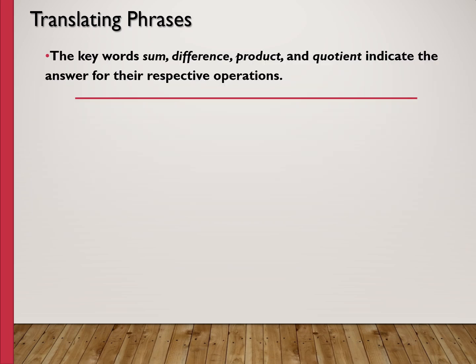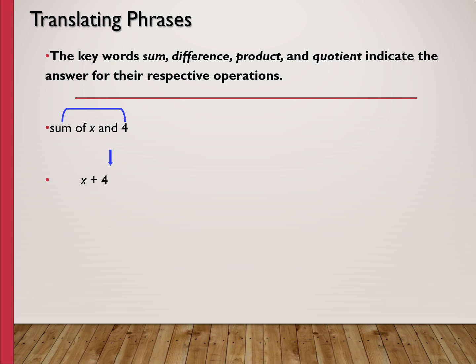Okay? Next. So, translating phrases. The keywords sum, difference, product, and quotient indicate the answer for their respective operation. So, alam natin yan na ang sagot po sa addition is sum. Ang sagot or the answer in subtraction is difference. Ang product is for multiplication and quotient is for division. So, the sum of x and 4. Ibig sabihin, you're trying to add. So, ina-add mo daw yung x at saka yung 4.